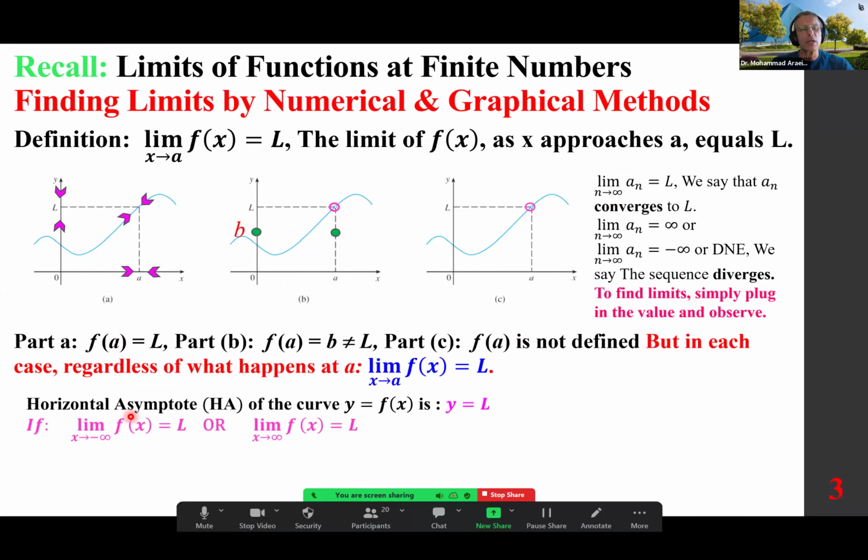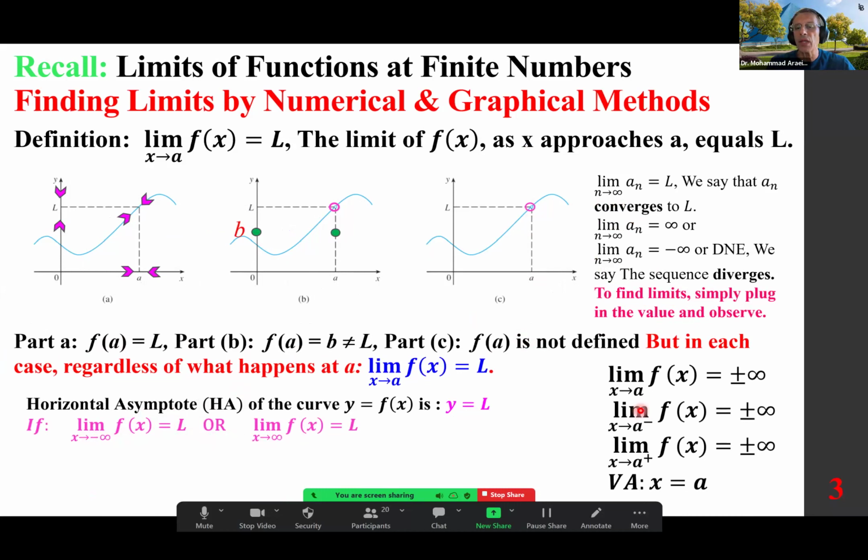Horizontal asymptotes have a specific definition. When the limit of f of x as x approaches negative infinity or positive infinity is L, we say y equals L represents the horizontal asymptote for the function or curve y equals f of x. When the limit of f of x as x approaches a, or a from the left or a from the right, we end up having negative or positive infinity, then x equals a represents the VA, vertical asymptote.